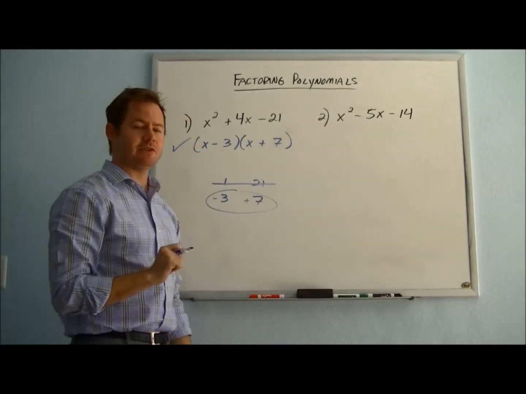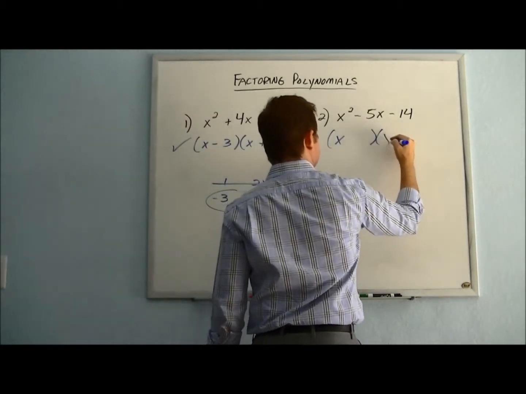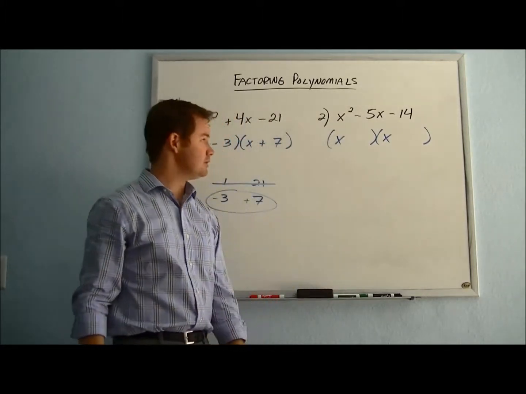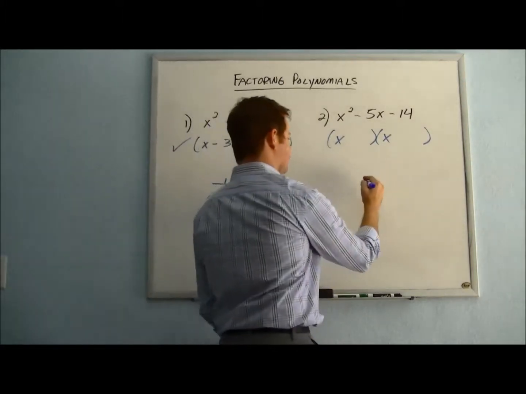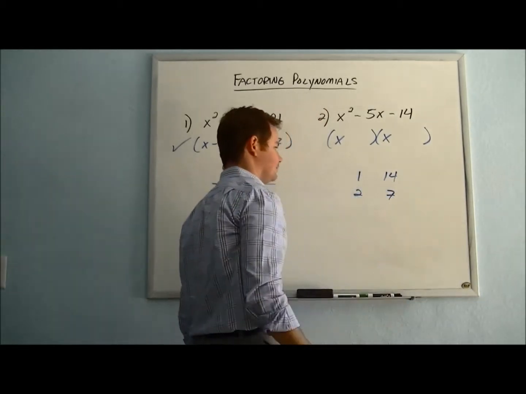So we have the same setup. It's written out as a quadratic, so we're going to go ahead and factor that and put an x at the beginning of each parentheses. And then let's write out our factors of 14. We have 1 and 14, and then we have 2 and 7.